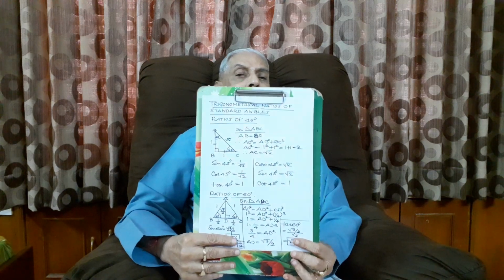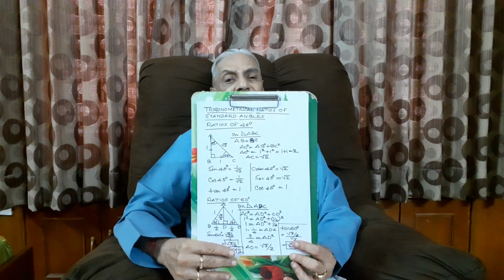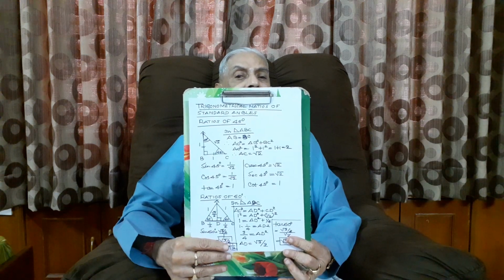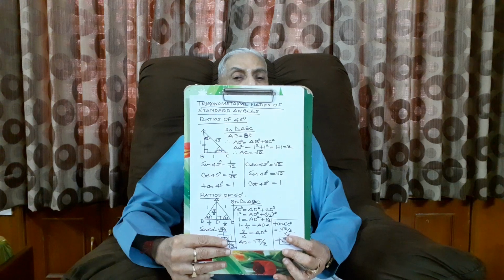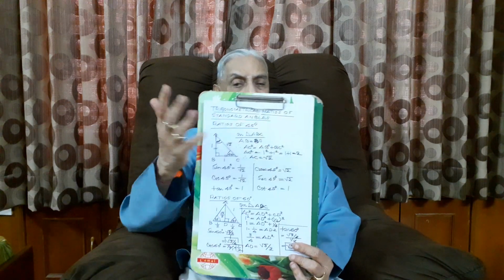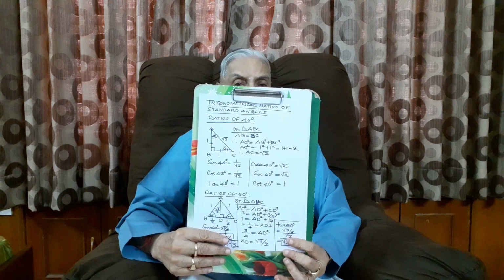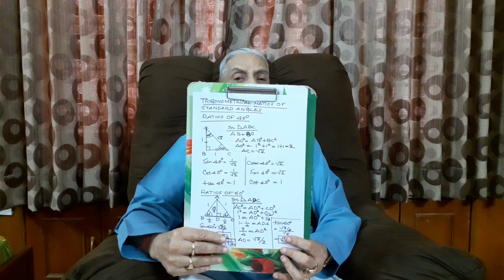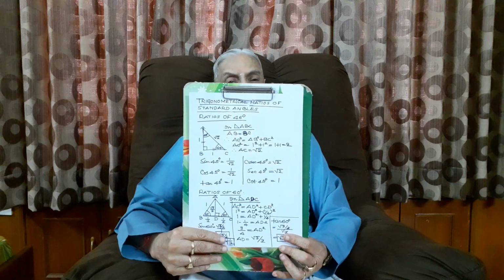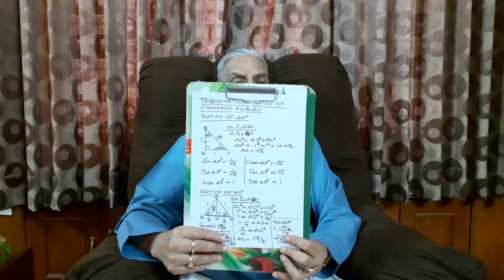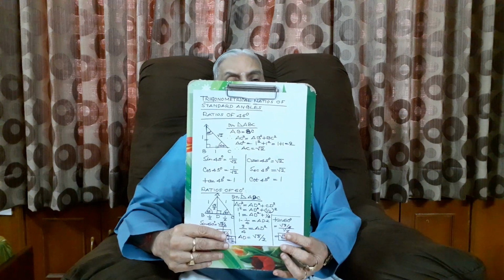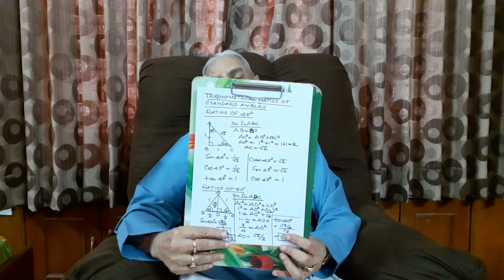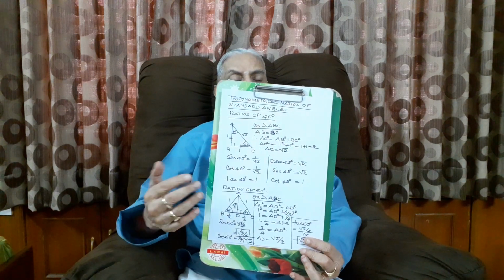And the corresponding reciprocal ratios you can write by yourself: cosecant 45, secant 45 and cot 45, by inverting and taking the reciprocal. The reciprocal of 1 by root 2 is root 2, and cot is 1. So cosecant 45 is root 2, secant 45 is also root 2, and cot 45 is also equal to 1. So 45 degrees is all done.